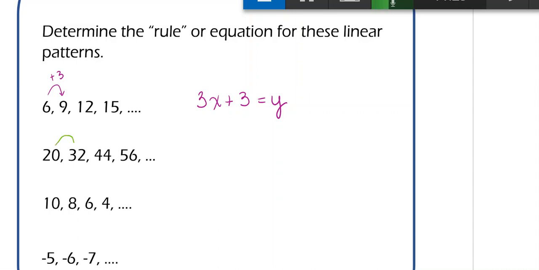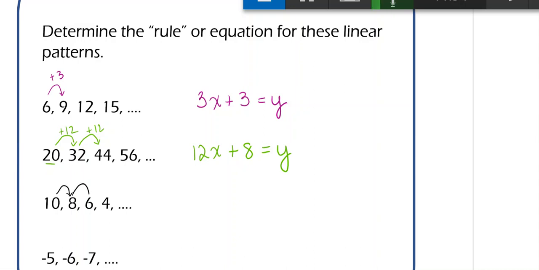For the second one, this one is going up by 12. So we aren't limited. We can have 2-digit numbers as well. We could even have decimals and fractions. It's going up by 12 each time. So that means that we're multiplying the x by 12. And to get to 20, in the first case, we would need to add another 8 to end up at 20. So there's the rule for the second one.